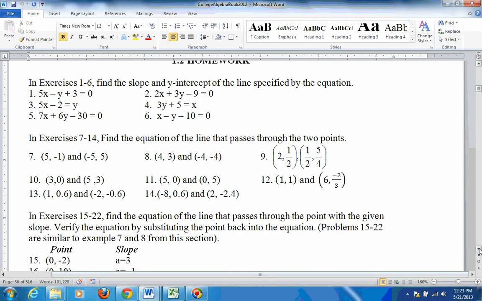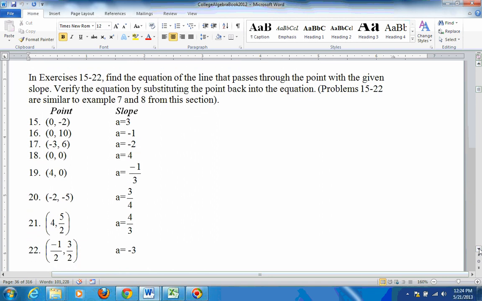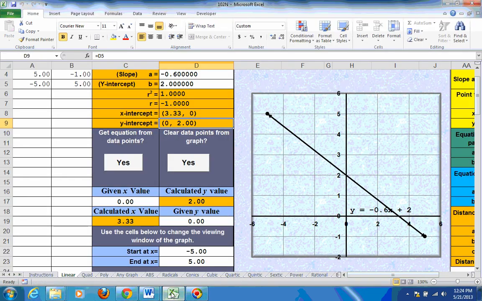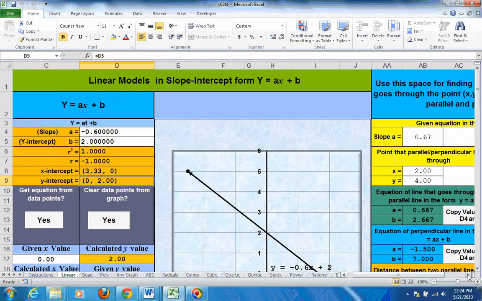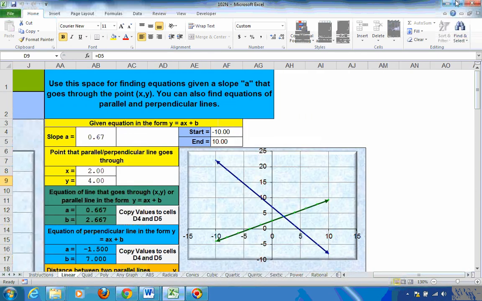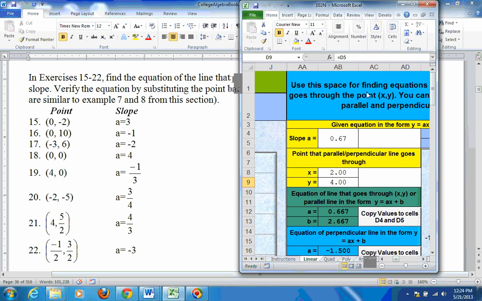On this one, exercise 15 through 22, it says find the equation of the line that goes through the point with the given slope. So we have a point and a slope. To do that, use the right hand side of the sheet over here, right here where it says use this space for finding equations of lines that go through a point, and you can find parallel and perpendicular. So anyway, you put the slope right here, and the slope on this particular one is 3, and the point that it goes through is 0, negative 2. So 0, negative 2 is what it goes through.